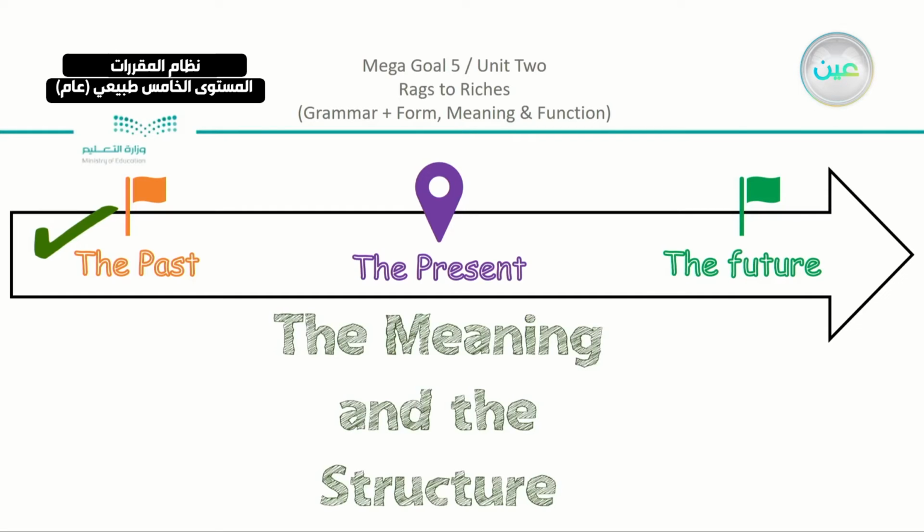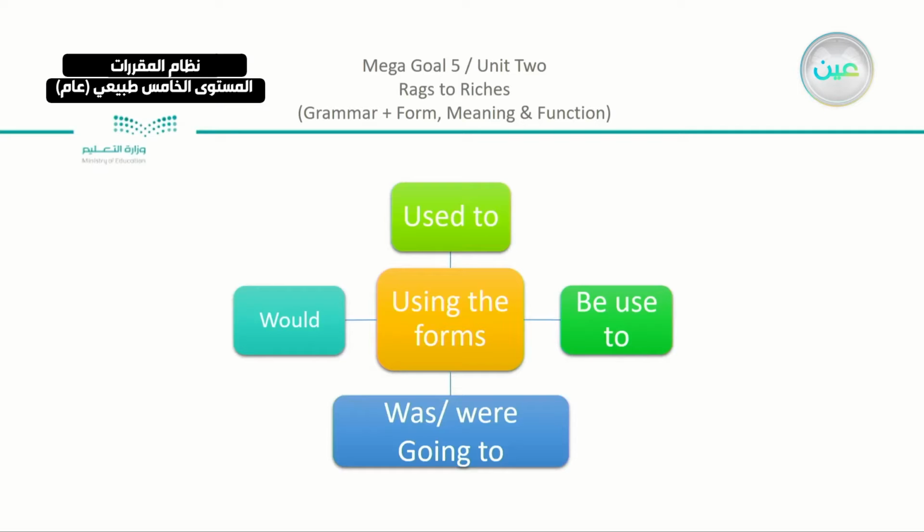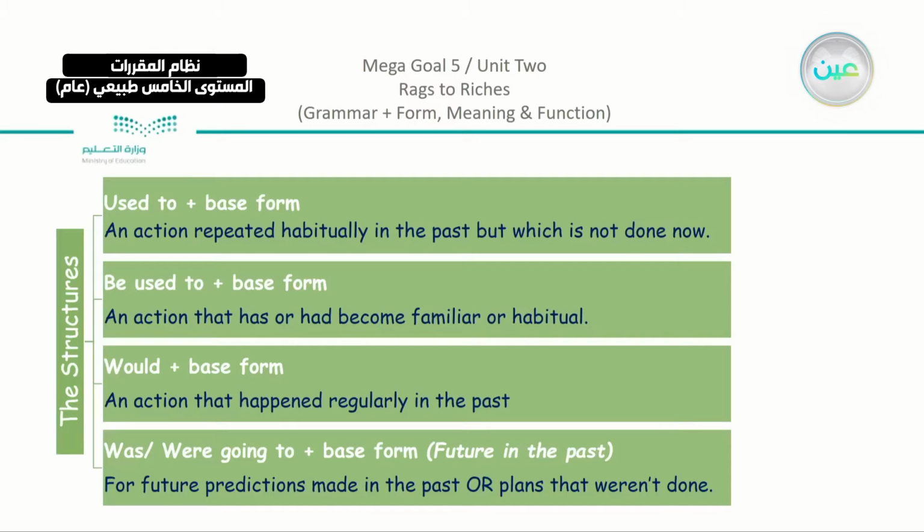Before we begin, we have the meaning and the structure. We said that we have to focus on the meaning so we can build our structure correctly. After that, we have the four parts that we took: used to, be used to, would, and was or were going to. So let's see the explanations that we passed by.